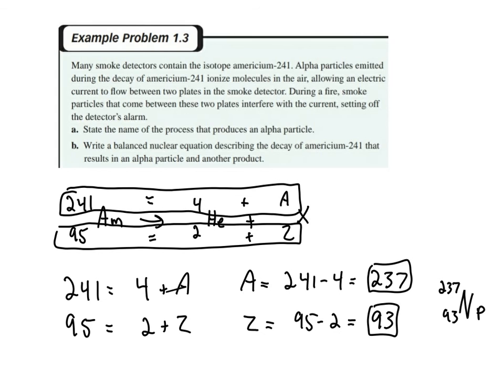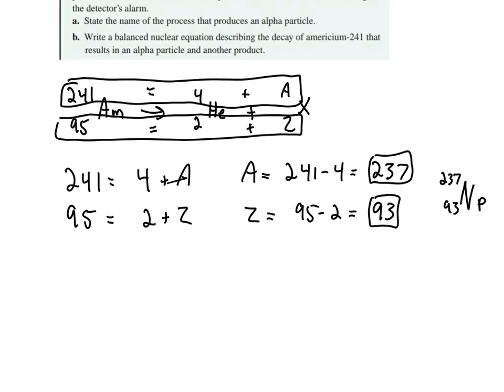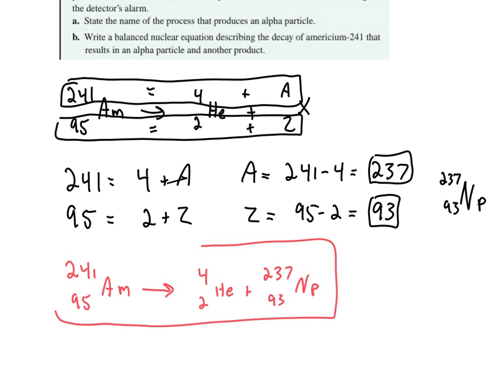So now to finish this question off, all we need to do is get our final balanced equation. And so in this case, I'll switch to red, why not? We are going to have 241, 95, Am, which is going to decay into one alpha particle and our other product, which is going to be neptunium 237. And there we go. There's our final answer for this nuclear equation.